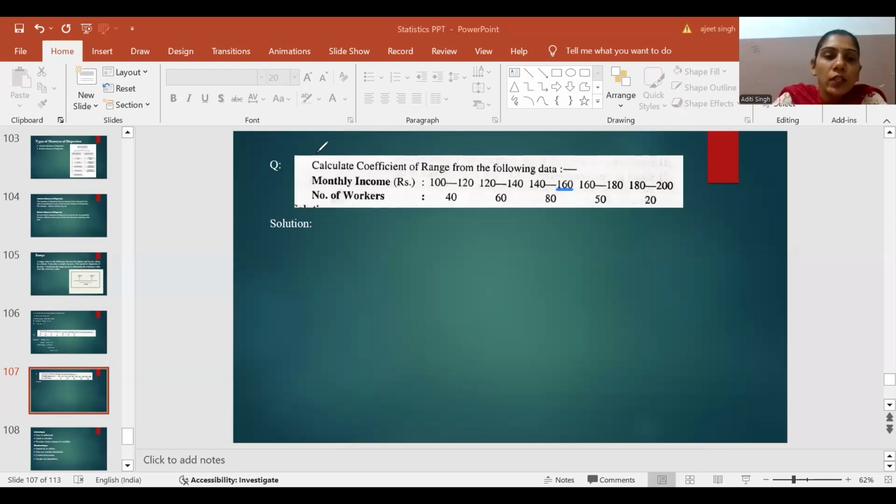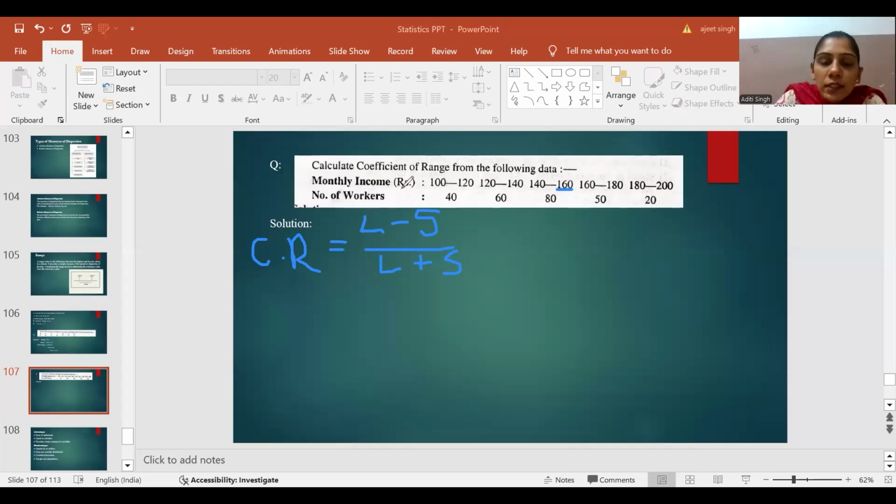So for calculating the coefficient of range, the formula is the largest value minus the smallest value, divided by the largest value plus the smallest value. Okay, so this is the formula for calculating the coefficient of range. Understood? So first of all, we have to identify the largest value and the smallest value. What is the highest value and what is the smallest value?